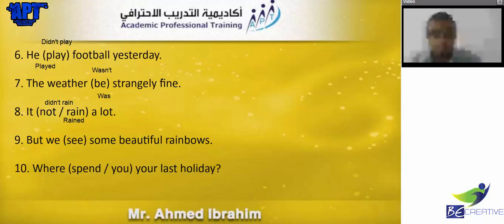But we see some beautiful rainbows. See here is an irregular verb. The verb see is irregular. The past form of it, can you guess it? You already know it. Yes, it is saw. So, but we saw some beautiful rainbows.